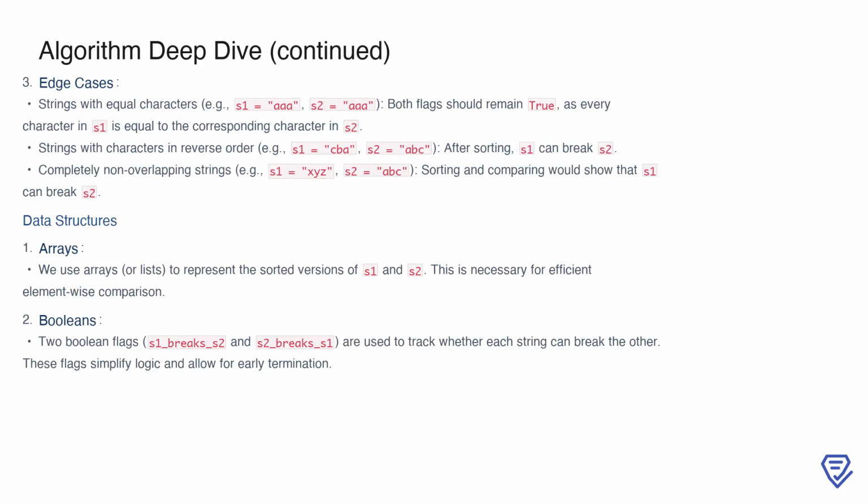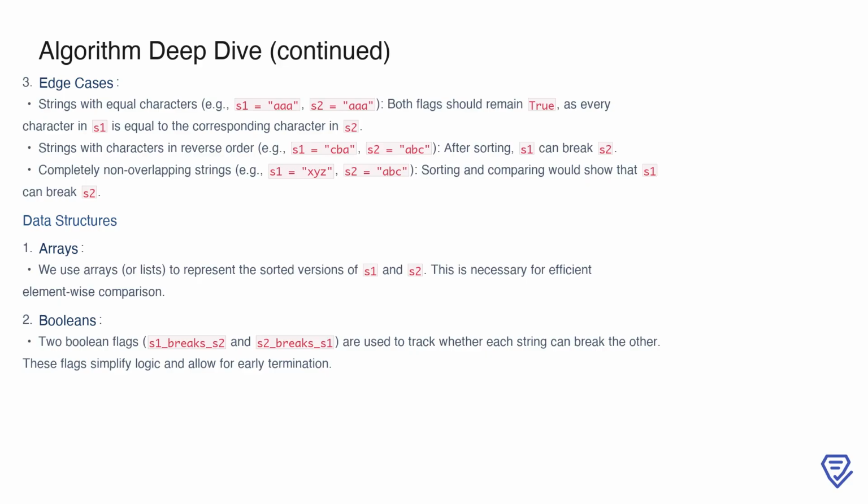Now, let's discuss edge cases to ensure our algorithm handles all scenarios correctly. For strings where all characters are equal, such as S1 equals AAA and S2 equals AAA, both flags should stay true because every character in S1 matches the corresponding character in S2. For strings where one is the reverse of the other, like S1 equals CBA and S2 equals ABC, sorting aligns them such that S1 can break S2. Lastly, consider completely non-overlapping strings, such as S1 equals XYZ and S2 equals ABC.